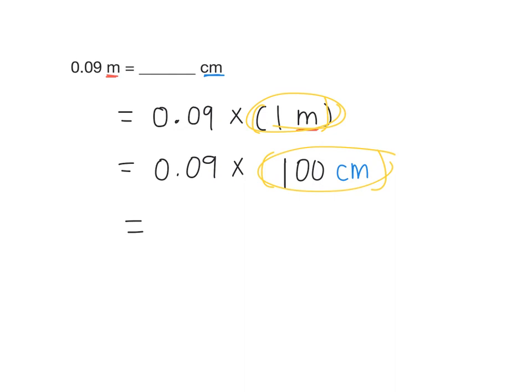Now I'm ready to multiply because I have my new units ready to go. So I just have to do 0.09 times 100, and I know when I do that, the digits will shift 2 times to the left, so what I'm left with is 9 centimeters. So therefore, 0.09 meters is equivalent to 9 centimeters.